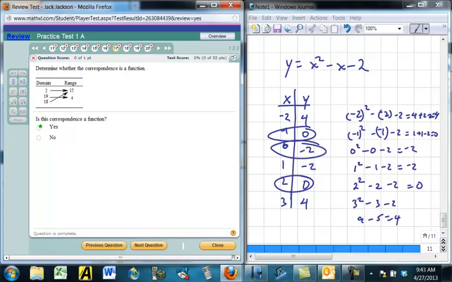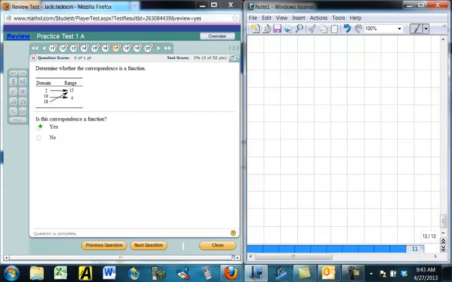Is this correspondence or relation a function? Well, for it to be a function, every first coordinate in the domain must go to exactly 1 second coordinate in the range, and that is correct in this case. There's only one arrow originating from each point in the domain.